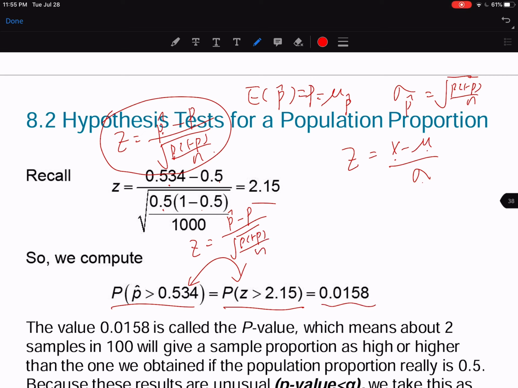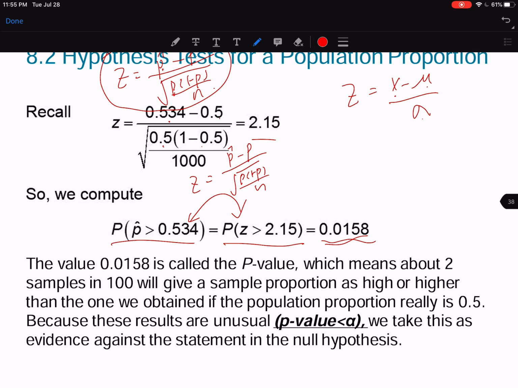And of course, we can get this probability either from the z table or from the calculator. If you have a calculator, you can compute this probability directly. But if you don't, you want to work with the z table. Please remember, all the probabilities you get from the z table are for z less than 2.15. And this would be equal to 1 minus that. You can get the probability z is less than 2.15 from the z table and subtract that from 1 to get the probability z is greater than 2.15.